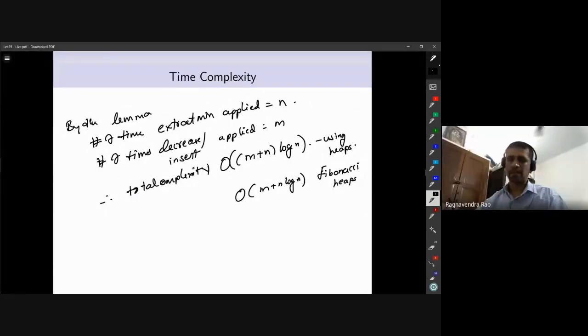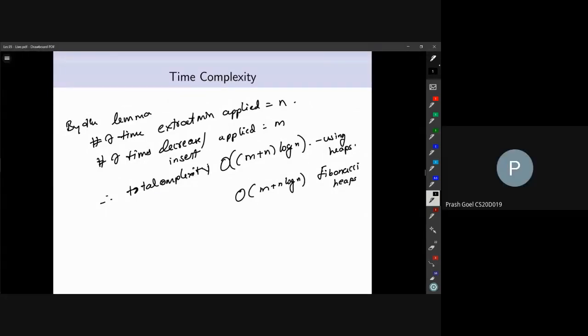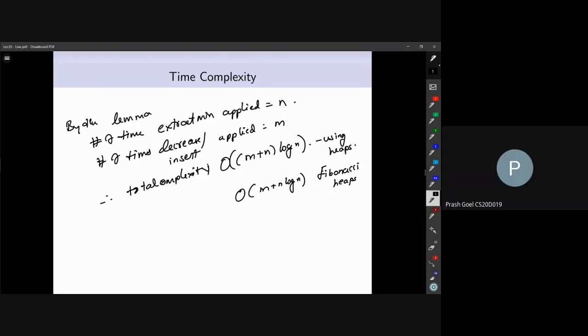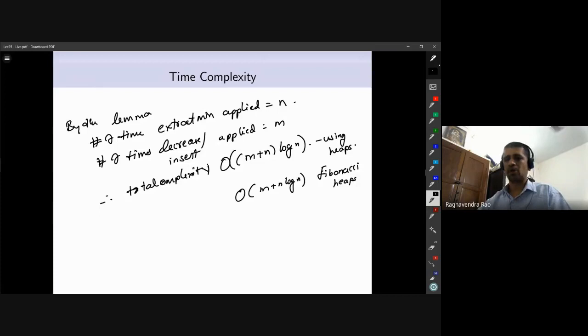In the heap implementation, why is there a factor of m into log n? I understand the n log n part, because decrease-key can take log n time. Decrease-key will be applied in the worst case for each edge; you might apply relaxation for each edge in the worst case. So that is why it is m into log n.